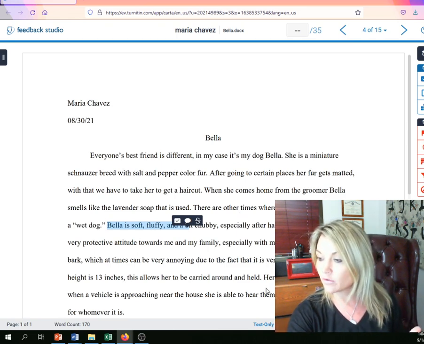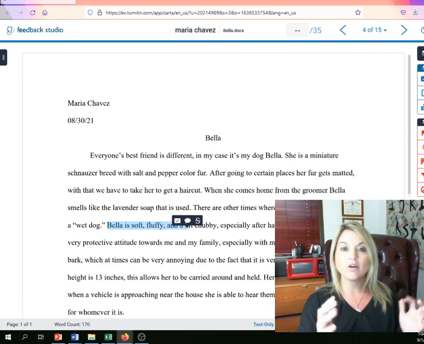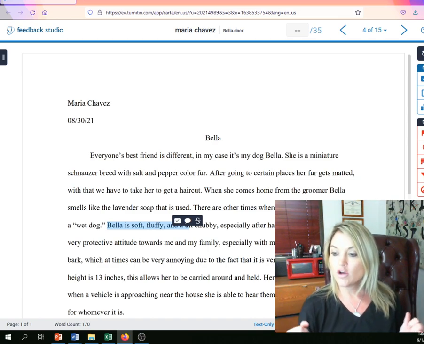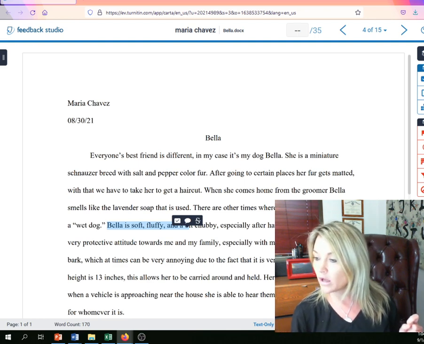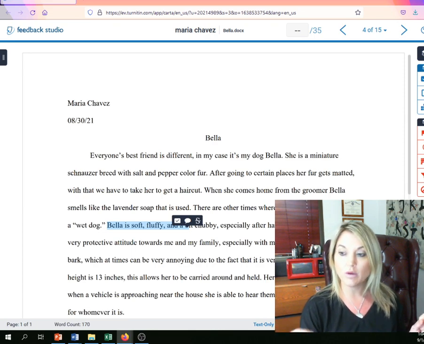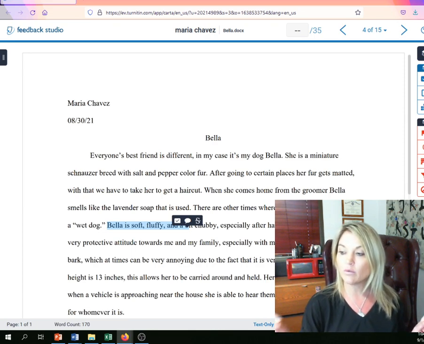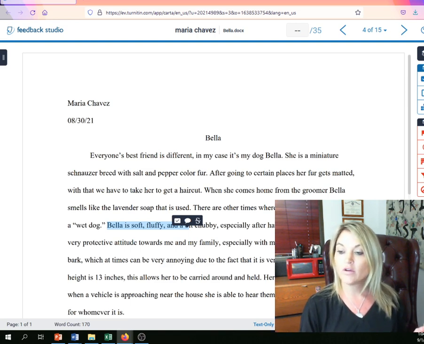So the next one. Her hearing is outrageous. That's a complete sentence. When a vehicle is approaching near the house, she is able to hear them and run to the door waiting for whomever it is. That's another complete sentence with an introductory clause. So her hearing is outrageous, that's a period. When a vehicle is approaching near the house, comma, because you have that introductory clause.